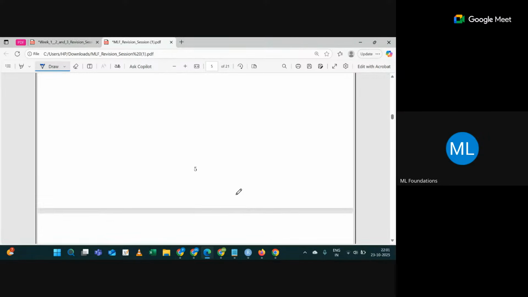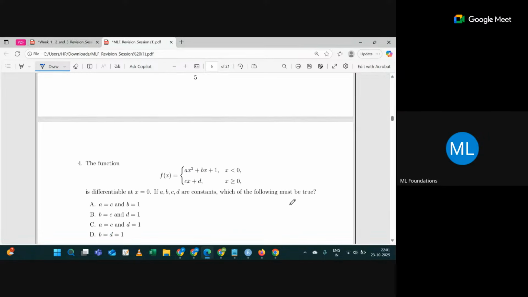Okay, what about this question? Next question. So f of x is a function given to you: ax square plus bx plus 1 for x less than 0, and cx plus d otherwise, and it's given that it is differentiable at x equal to 0. So if a, b, c, d are constants, which option is true? Option B. Okay, I got some votes for option B. Anybody else? Option B, sir. Okay, let's see the answer. Option B is correct.